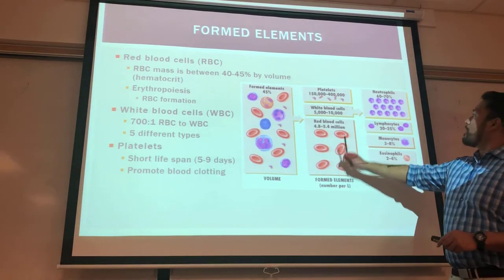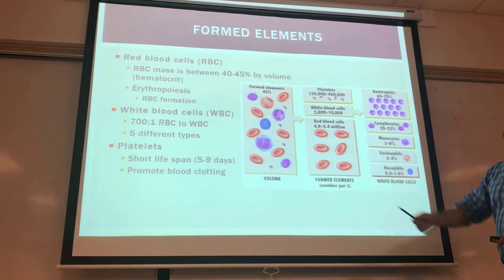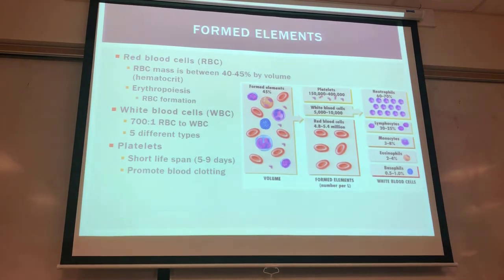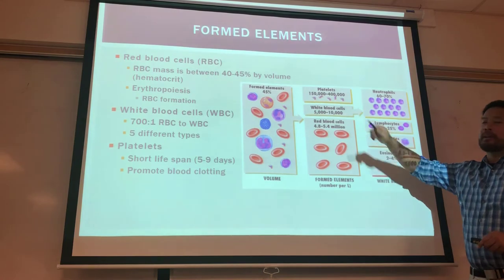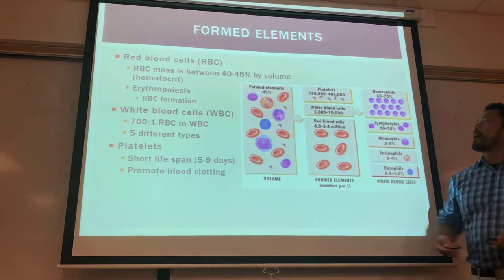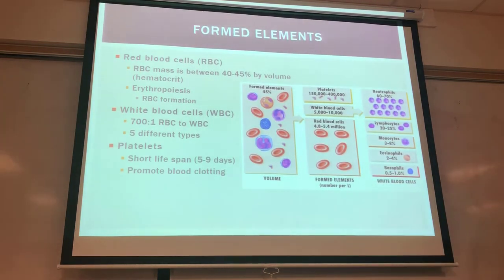You can see how many red blood cells, about 5 million red blood cells in our blood. If you were to take a look at our platelets, we have about 400,000, so that pales in comparison. And our white blood cells, an even smaller fraction of that, about 10,000 white blood cells.